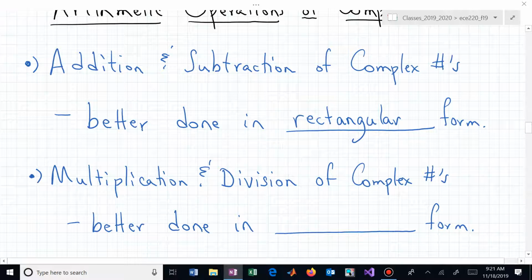You just have to add or subtract the component parts, the x components and the y components, the horizontal components and the vertical components. Conversely, for multiplication and division, it's easier if you have it in terms of magnitude and angle, or in the exponential form.